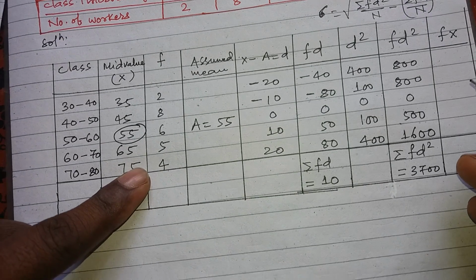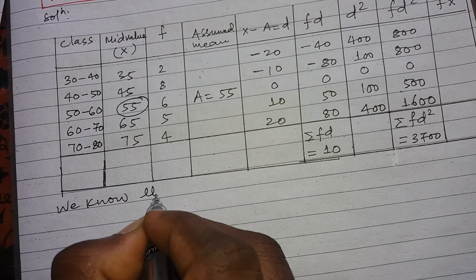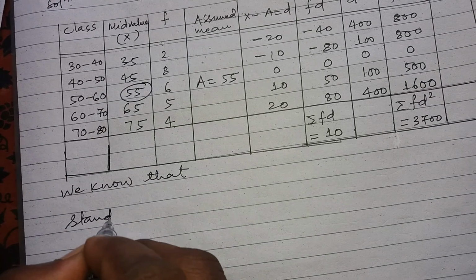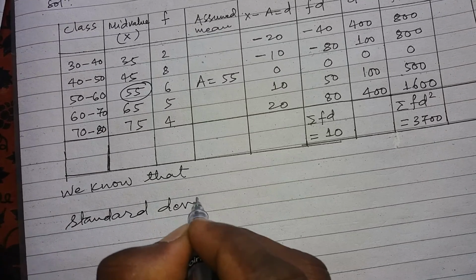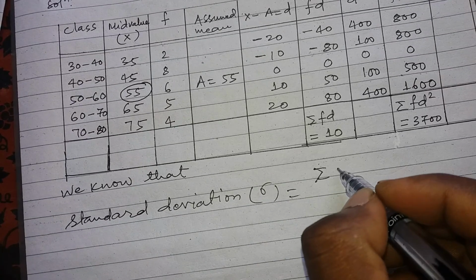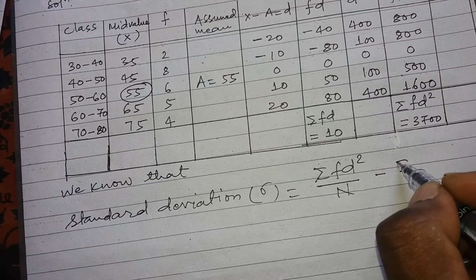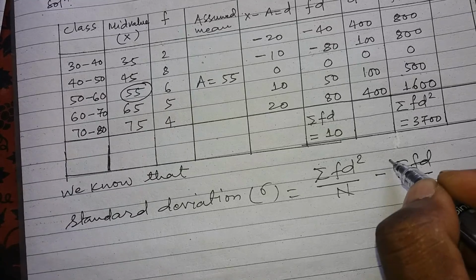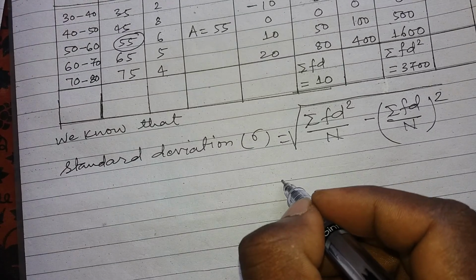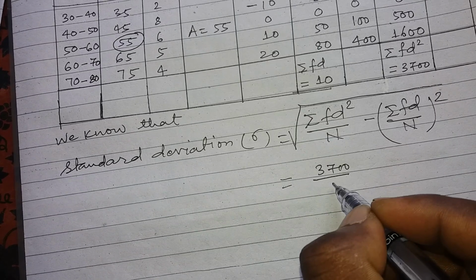Yes, so here we know that the standard deviation symbol is this. I have already shown you the formula. Again I am going to write here: summation fd squared by n minus summation fd by n whole squared. This is the formula, and this root is equal to, this value is here. We have 3700 divided by n.